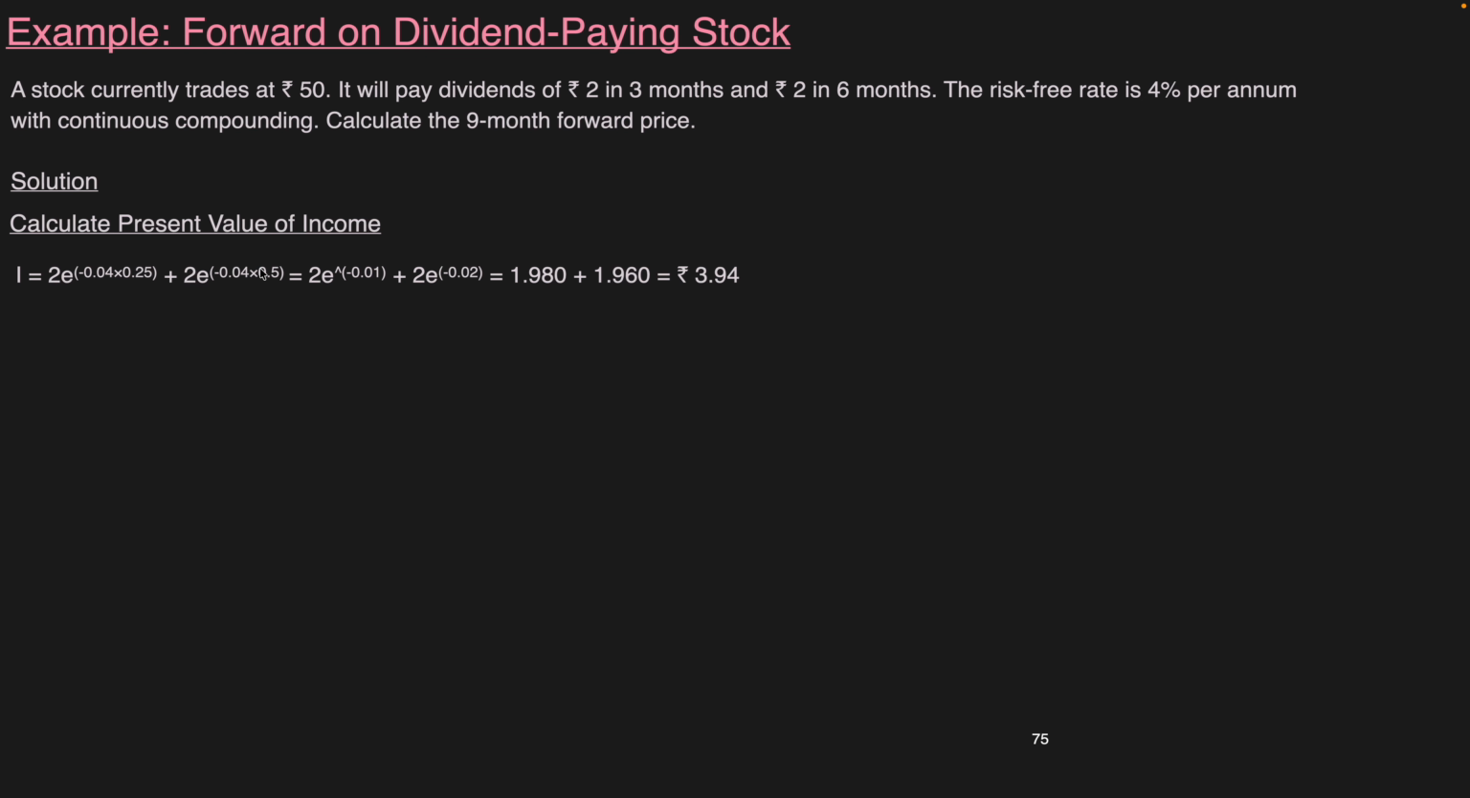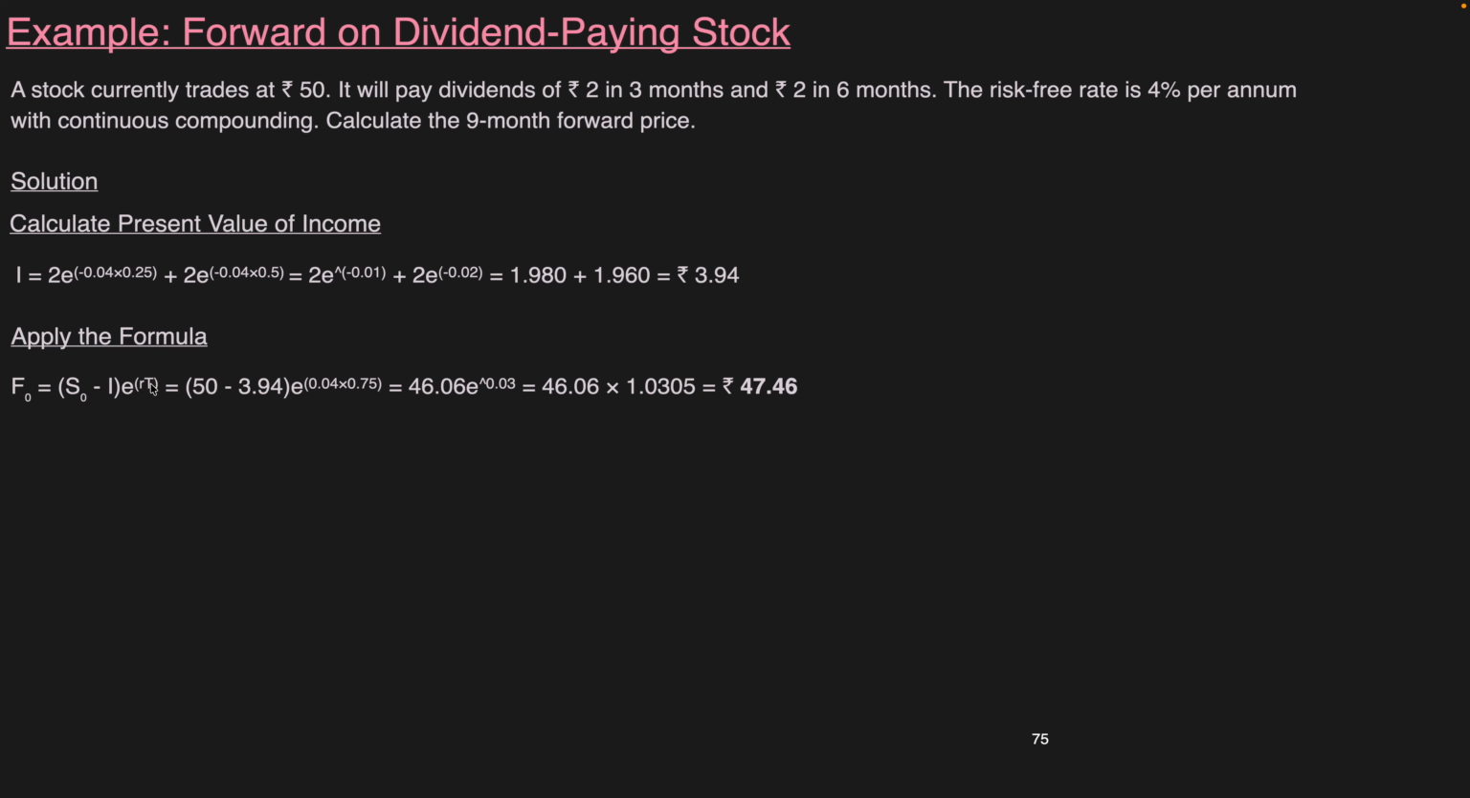That is 6 by 12 is 0.5 into 0.04. So the total income generated and the present value of that income is rupees 3.94. So this rupees 3.94 will get deducted from rupees 50 because it is the spot price. So what is the formula? Formula is future value is S0 minus I into e to the power of r into T. So that is 50 minus 3.94 into, here small r is 0.04.